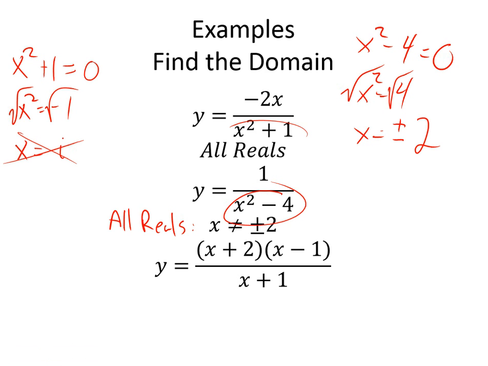Okay, so now if we look at the last one, that one's pretty simple. We take, again, the bottom, and we set it equal to 0. So x plus 1 is equal to 0. Solving for x gets us x is equal to negative 1, which means we get all reals except for when x is equal to negative 1. And that would be our domain. So again, it's all reals except where the bottom equals 0. We can't divide something by 0, because you can't put something into nothing. And if you divide by 0, the whole world implodes on itself.